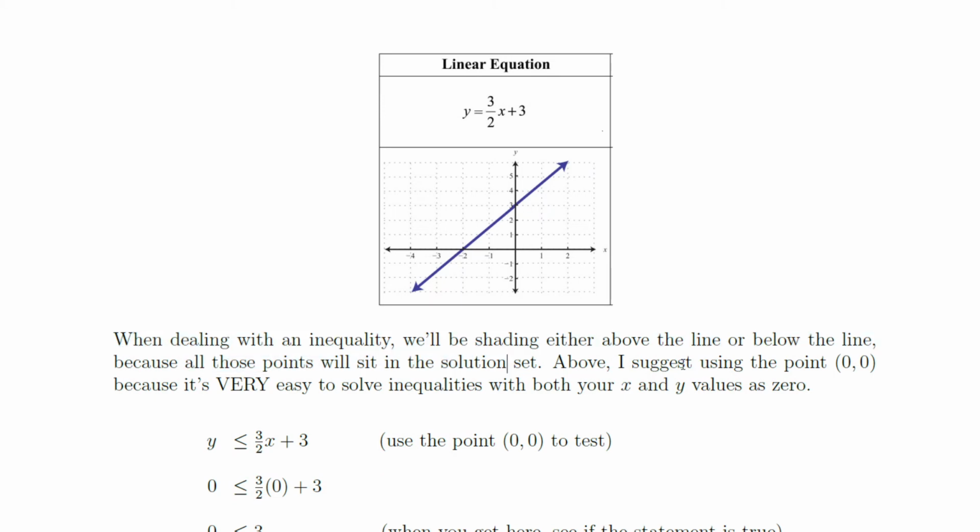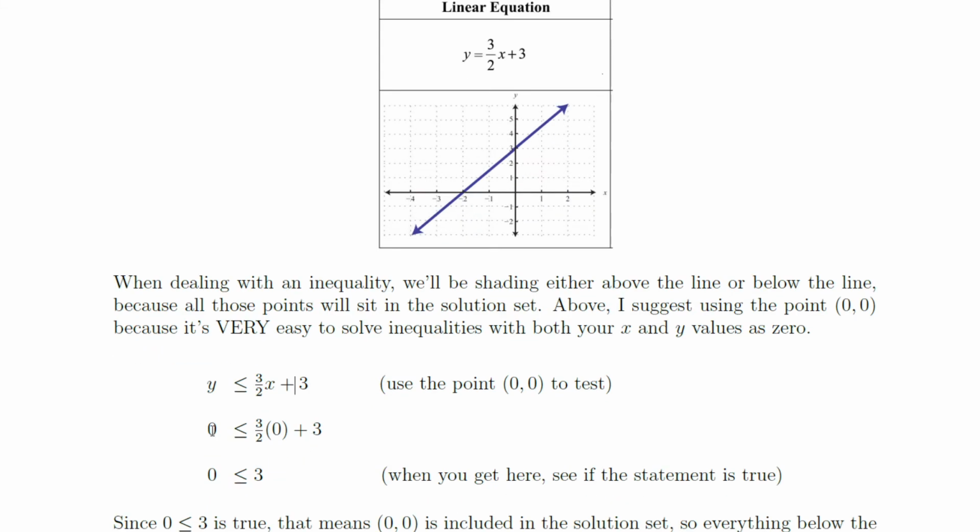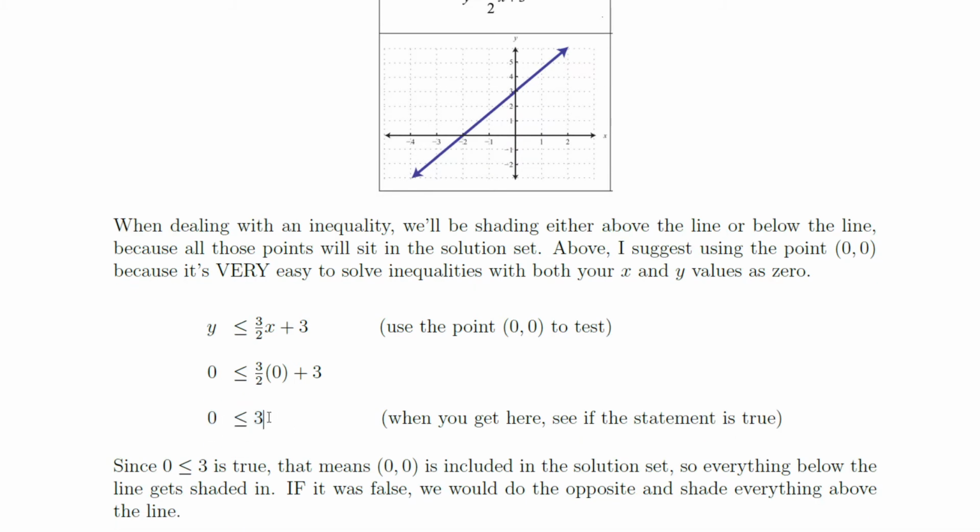I pretty much write out exactly what I just said right there. The suggestion that I'm going to give you is to use the point 0, 0. The reason why is because when you set x and y equal to 0, when you're determining whether or not an inequality is true, it usually makes it really easy. Okay? Just take a look at what I'm referring to here. Y less than or equal to 3/2 x plus 3. I've got 0 less than or equal to 3/2 times 0 plus 3. Again, I'm substituting the point 0, 0 in, which means my x value here is 0, and my y value here is 0. So now I get this. 0 is less than or equal to 3.